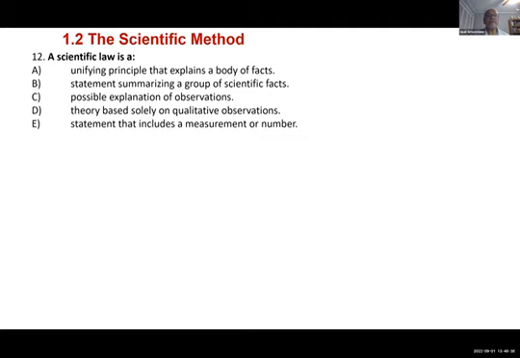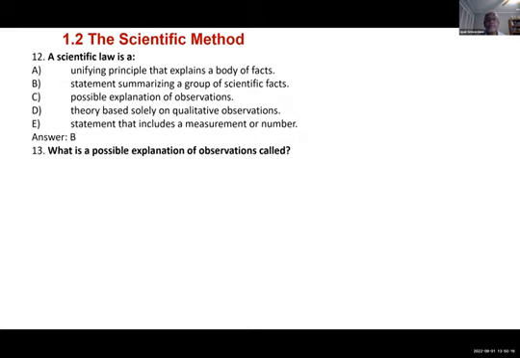Scientific law is about summarizing a group of scientific facts. Scientific facts are observations. A statement summarizing a group of facts is called a scientific law. See, this is the answer. Do you understand? Scientific law comes from the observations. You see, it's the summary of the relationship between observations, summarizing a group of scientific facts. Okay?